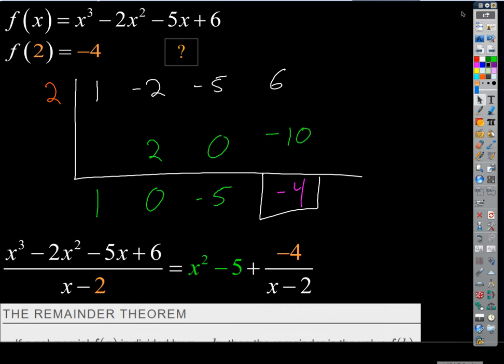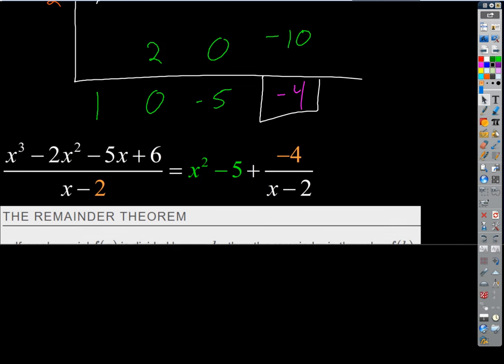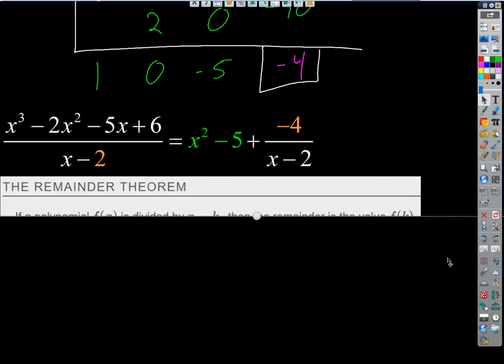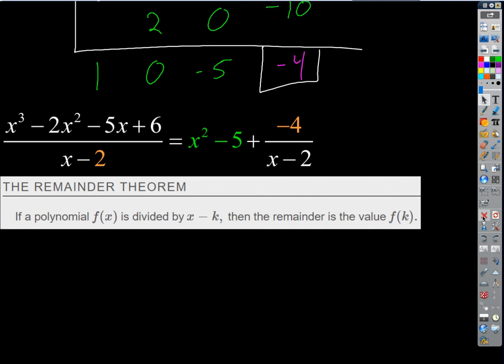So that reminds us about what's called the remainder theorem. I don't know if we called it that at the time, but now we are. If a polynomial f of x is divided by x minus k, then the remainder is the value f of k. It's always that way. When we divide the polynomial by x minus k, the remainder is the value of the function at the zero of the denominator, that's being subtracted from x. So hopefully that's what we're plugging into the function.